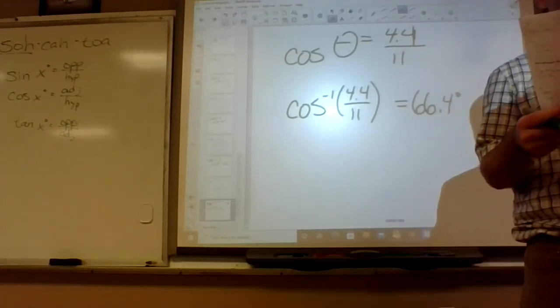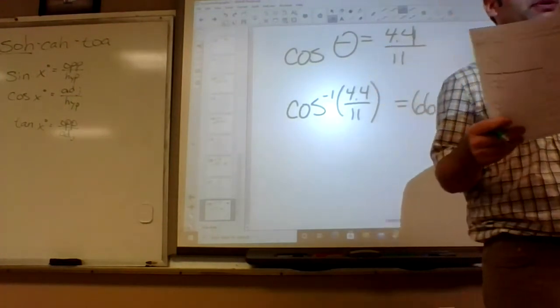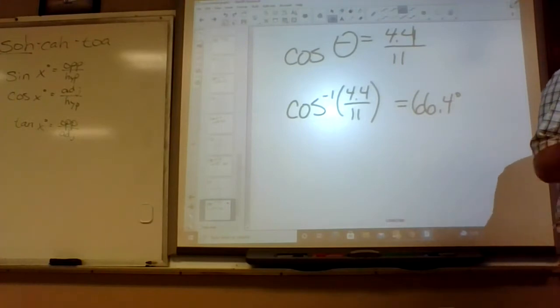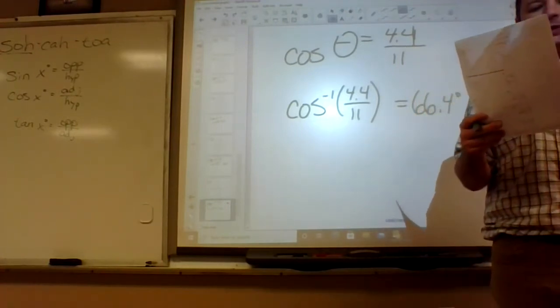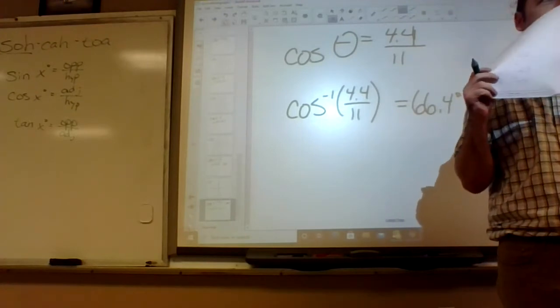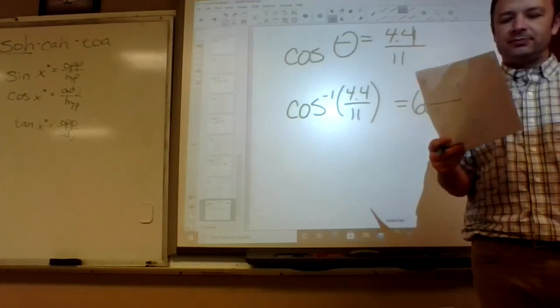Okay, on 17, solve the triangle. What do you think that means? You gotta find all the angles, all the sides. On 17, they give us 2 angles. So we can get the third one easy. How do we get the third one? All the angles added together equals 180.